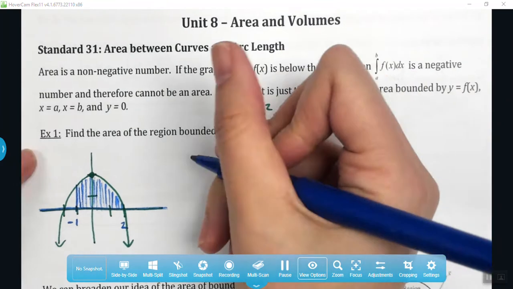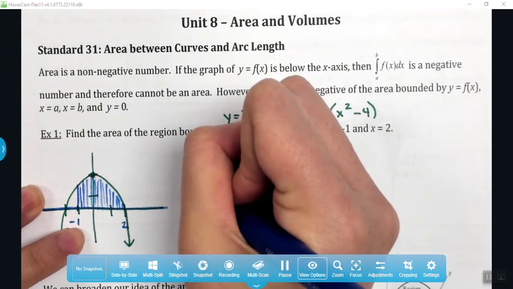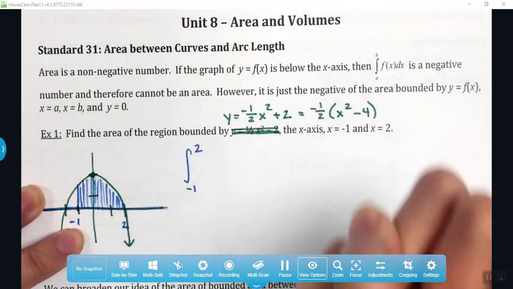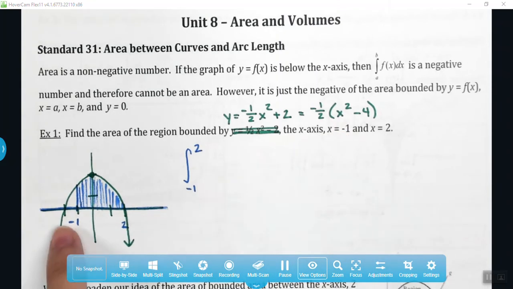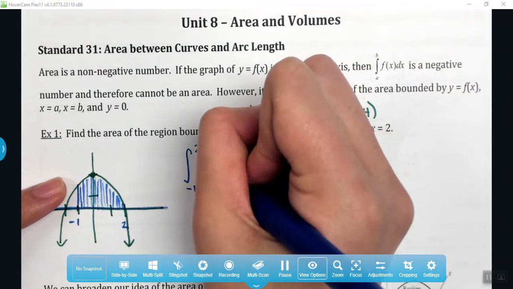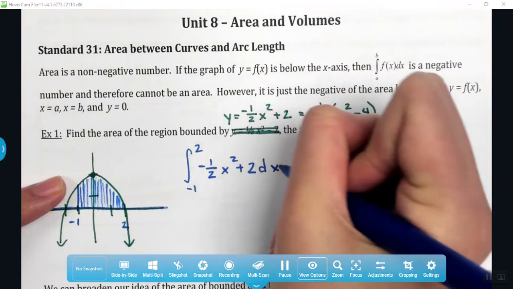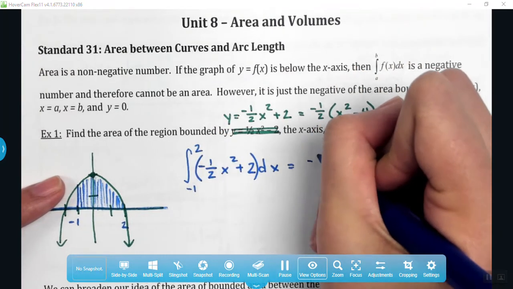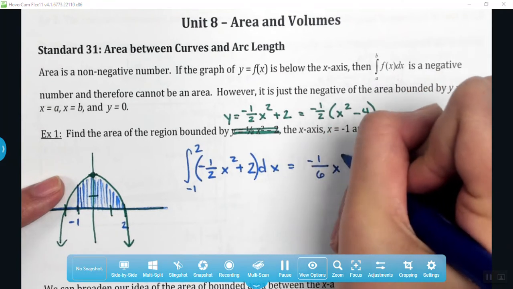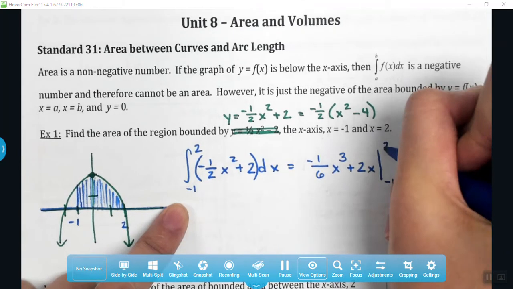Good question. Integral, yes. From negative 2 to 2? No, just from negative 1 to 2, because it told me to start at negative 1. Otherwise, if it just said bounded by those two, we would want to go negative 2 to 2. Of the function, right? Negative 1/2 x squared plus 2. Nothing unusual. And then we integrate normally, and we get negative 1/6 x cubed plus 2x, and go from negative 1 to 2.